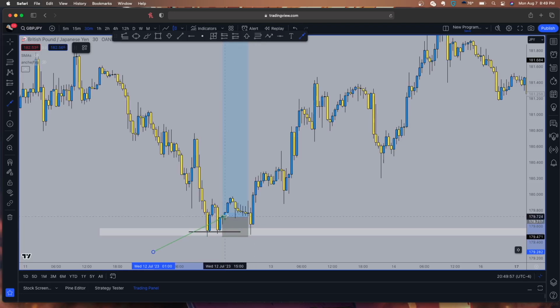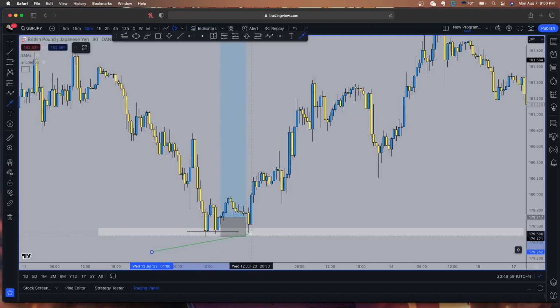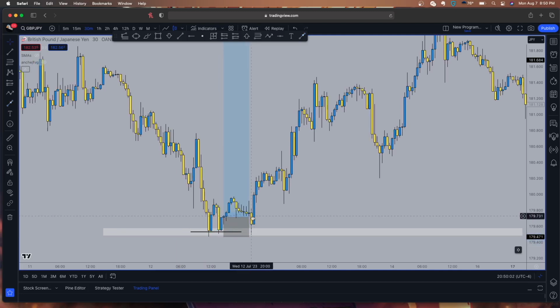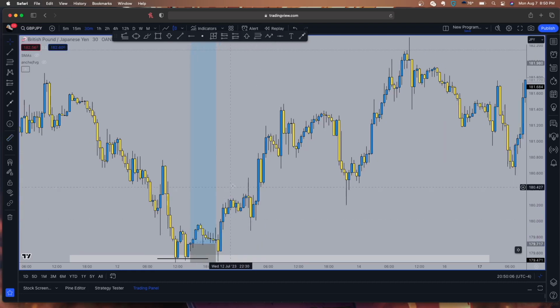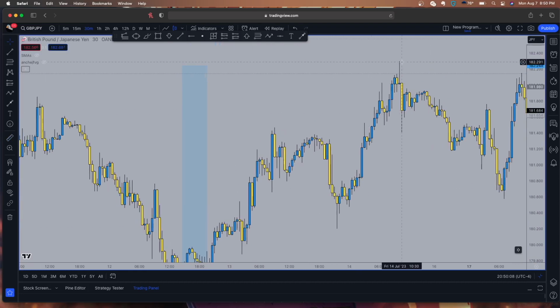So if you didn't get in on this double bottom, price came all the way back down, showed a nice wick, and you could have gone in there. And what happens? Literally off this double bottom entry, price flies all the way up to here, right?